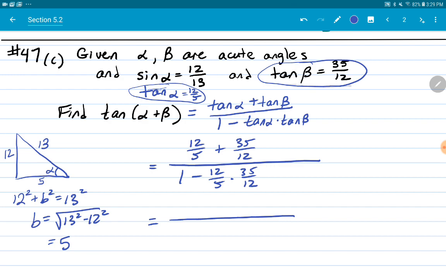Okay. So adding the two fractions in the numerator, I've got to get that common denominator, which is going to be 60. And then 12 times 12 will be 144, and 5 times 35 gives me 175. So I'm using that formula to add fractions: a over b plus c over d equals ad plus bc over bd.